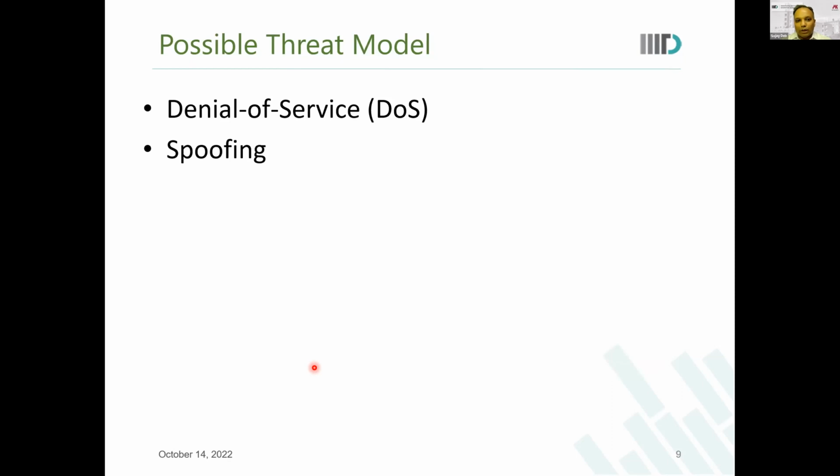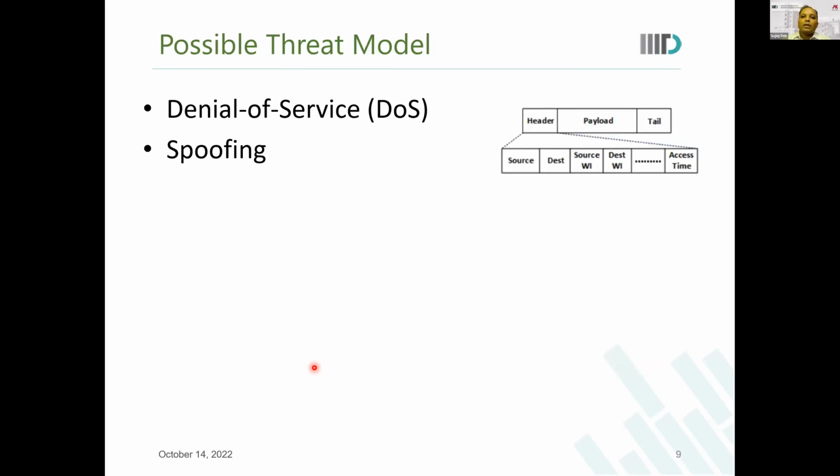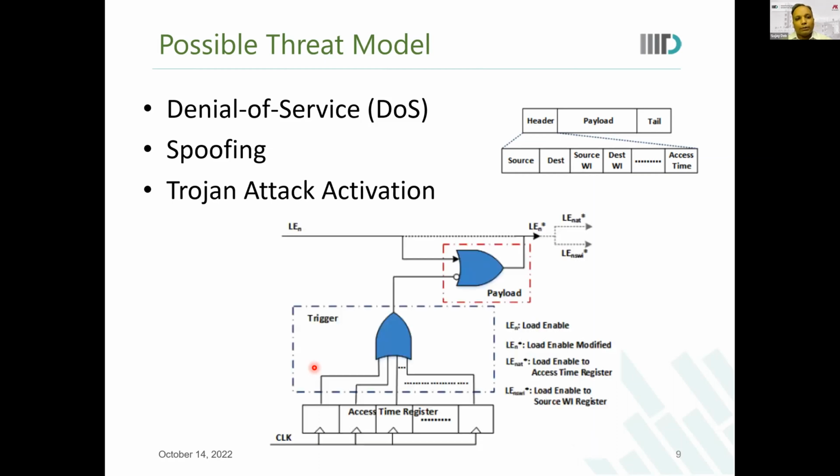So it can be denial of service. Denial of service can happen by this simple, let's say, timer-based Trojan. This is the access time register, and if the Trojan can manipulate the load enable to this access time register and put arbitrary values whenever the access time register is getting to its reset value, then one particular wireless interface will infinitely hold the channel, resulting in denial of service for the other wireless interfaces and underutilization of the wireless resources.